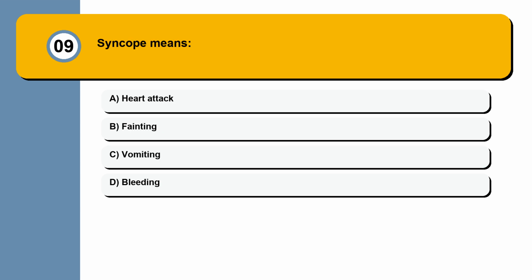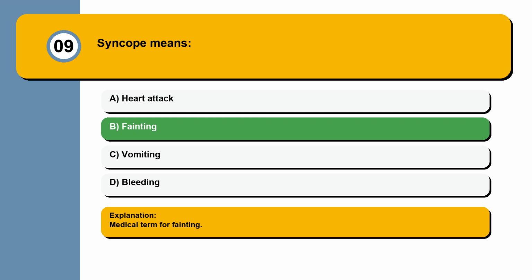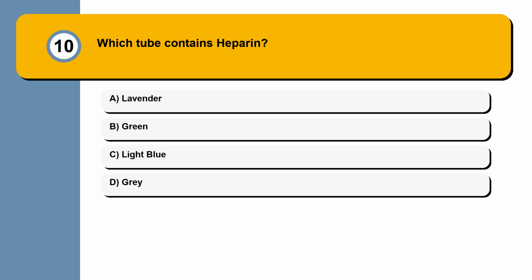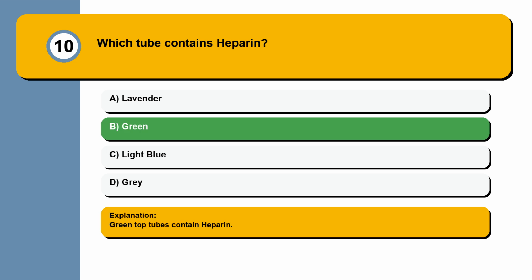Question 9. Syncope means heart attack, fainting, vomiting, bleeding. Medical term for fainting. Question 10. Which tube contains heparin? Lavender, green, light blue, gray. Green top tubes contain heparin.